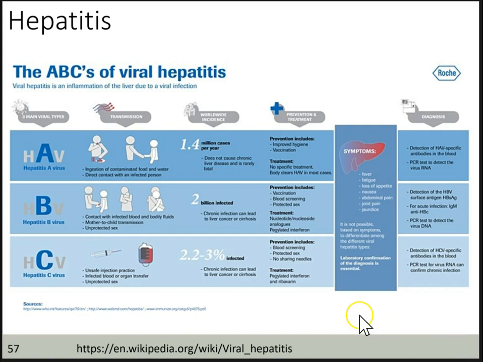For all of these, A, B, and C, the symptoms are very similar: fever, fatigue, loss of appetite, nausea, abdominal pain, joint pain, jaundice. So it's difficult to determine whether a patient has hepatitis A, B, or C just based on the symptoms. To identify these, you have to take a blood sample and then screen for the different types of viruses in the laboratory.